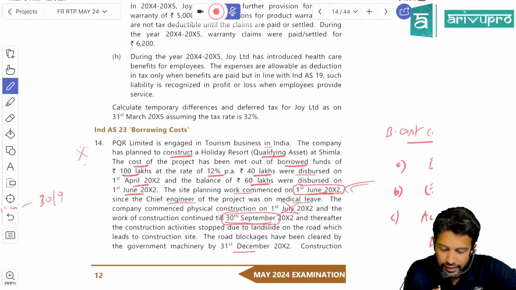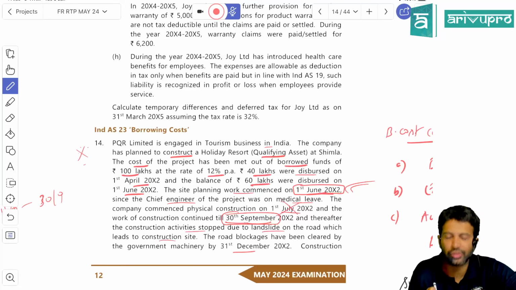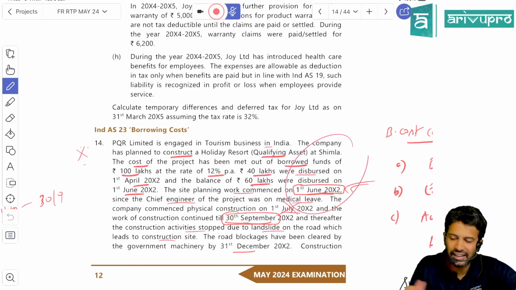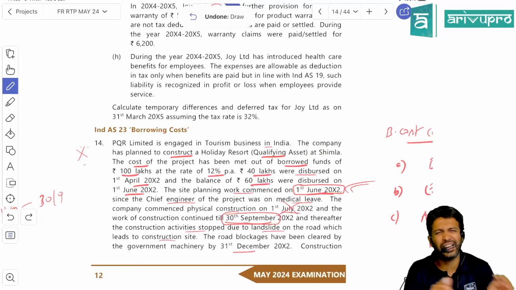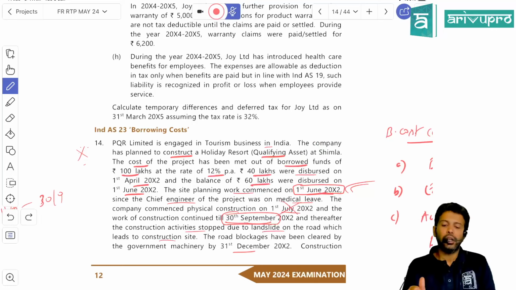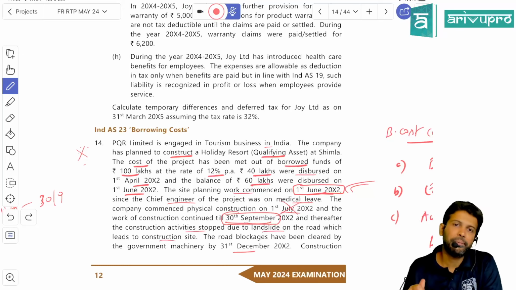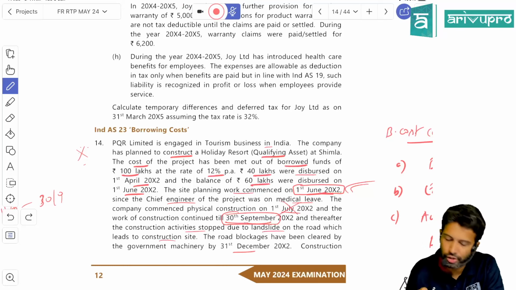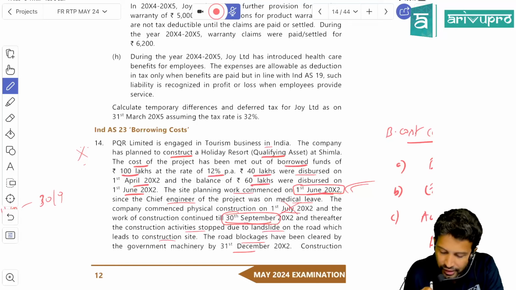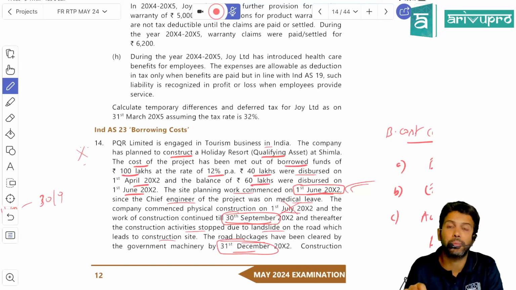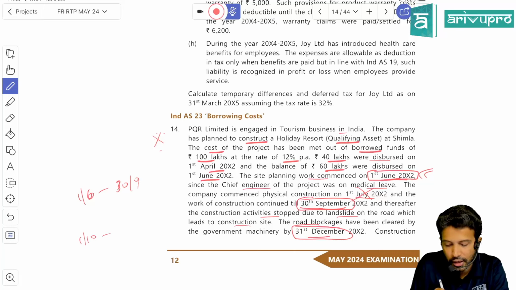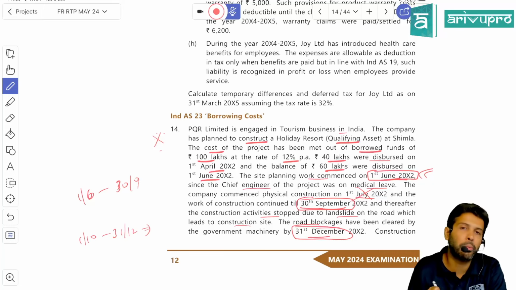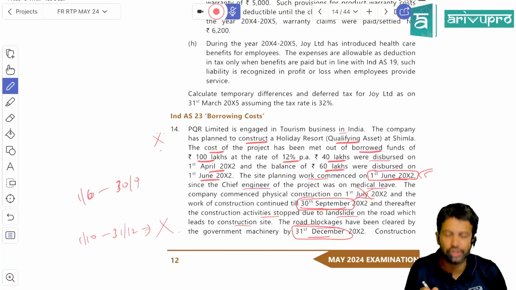Let's read. Thereafter, construction activity stopped due to a landslide on the road which leads to the construction site. Obviously, these are all hilly areas, and in hilly areas landslides are pretty common. So there was some landslide, and the road was blocked, so construction got stopped. The road blockage was cleared by government machinery by 31st December. From 1st October to 31st December there was a road blockage due to landslide, so construction did not happen.